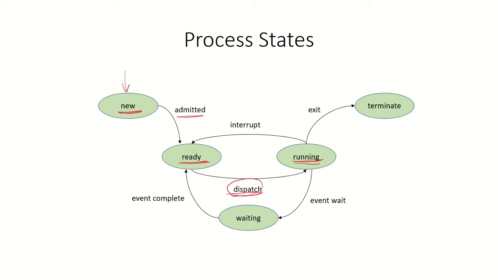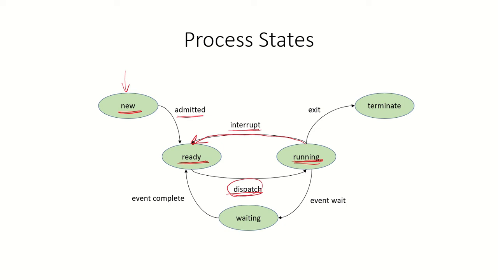While it was running, possibly some external device has sent an interrupt signal to the CPU. So the CPU needs to take care of that interrupt signal that has been received. So in case the process was running and an interrupt has been received, the process will go back from the running state to the ready state. So again, it is waiting for CPU to be assigned to it.